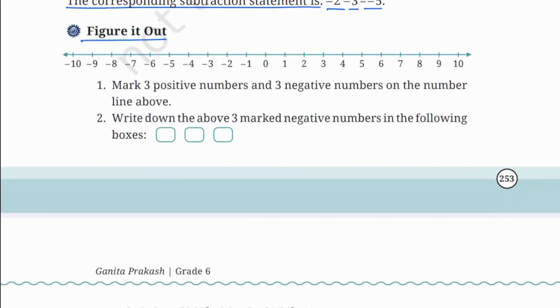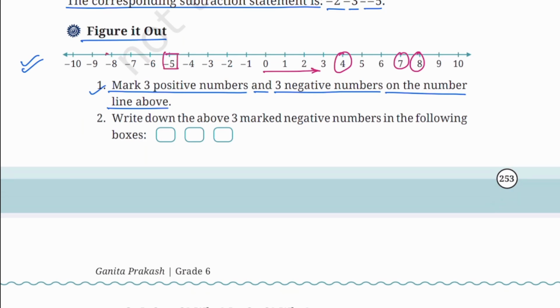Figure it out. A number line is given here. 1. Mark 3 positive numbers and 3 negative numbers on the number line above. 3 positive numbers can be any number ahead of 0, and you can mark 3 negative numbers behind 0.